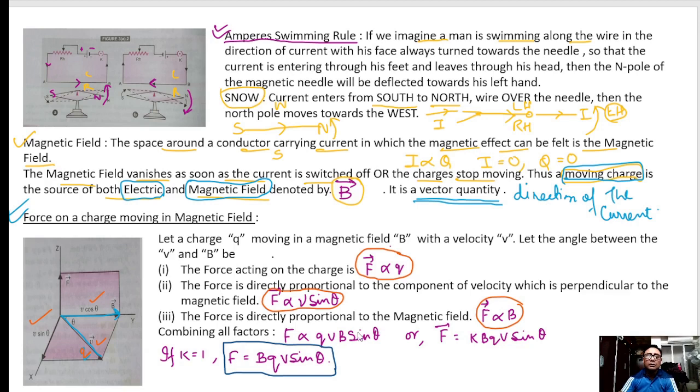So if I combine all of them, we get the force is proportional to q v B sin theta, and to remove the proportionality we use the constant k. Now if k is 1, then the force acting on the charge q, which is moving with a velocity v in a magnetic field B, is F = qvB sin theta. This is the force acting on the charge moving in a magnetic field. Clear?